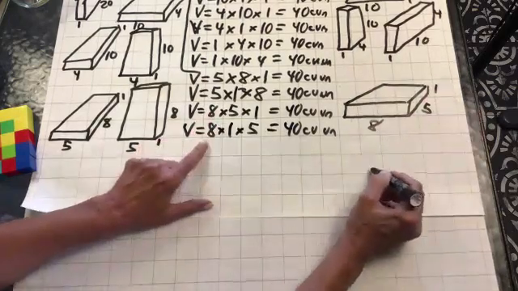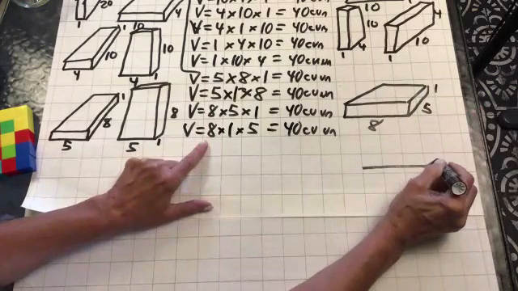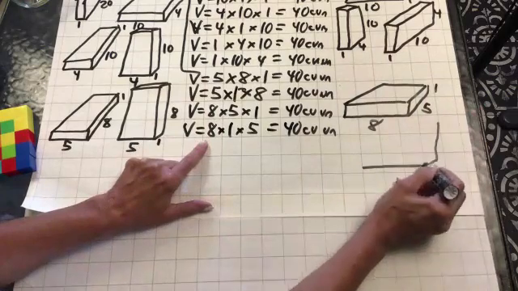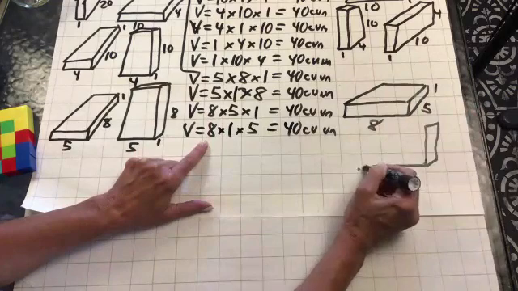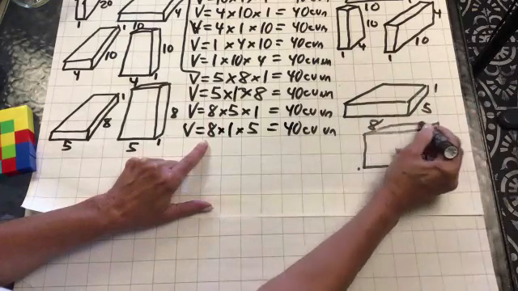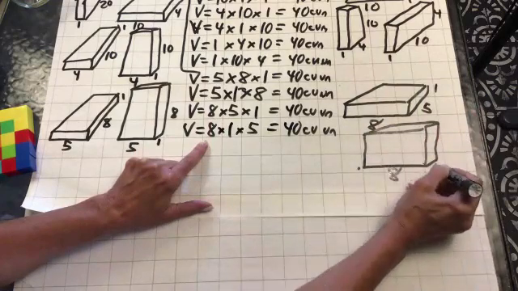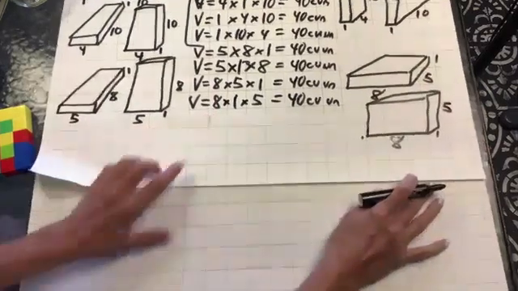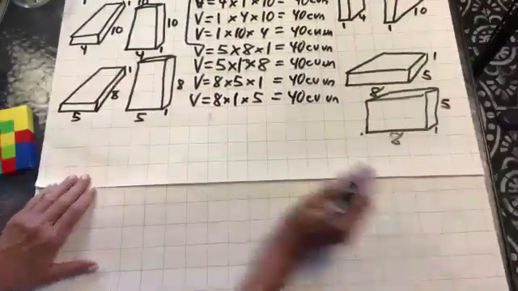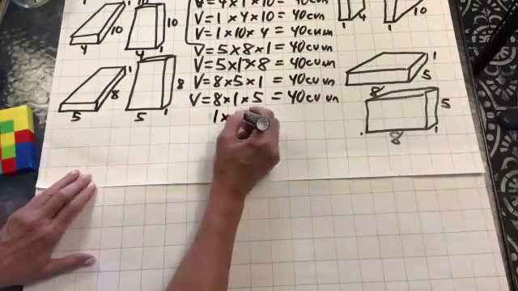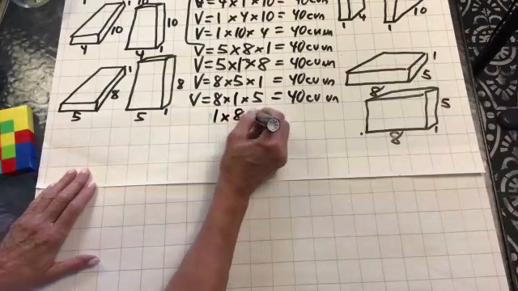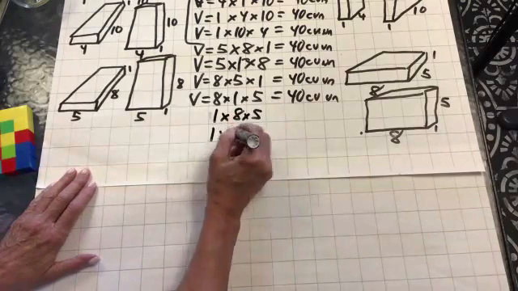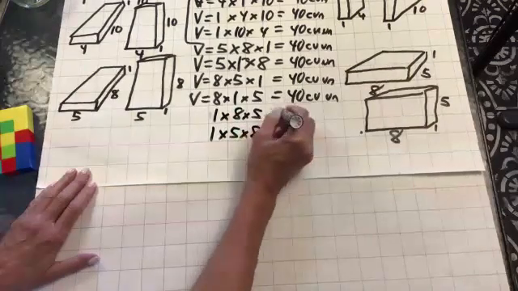Then we have 8 by 1 by 5. So we're just standing that same one up. Maybe not exact look, but close enough. 8 by 1 by 5. All right, looking good. So we have one more. We got to start with the 1. 1 times 8 times 5 and 1 times 5 times 8.